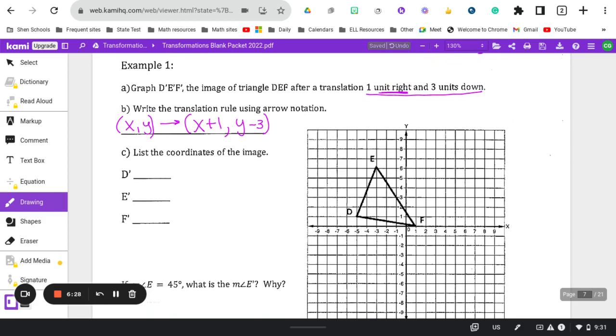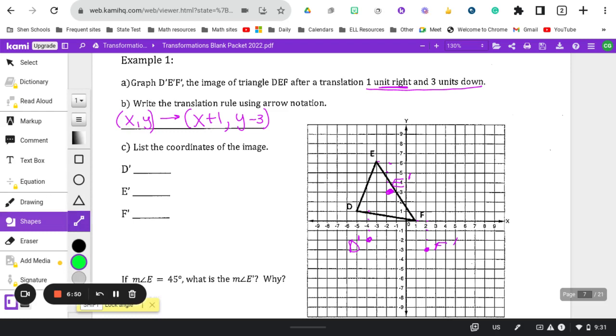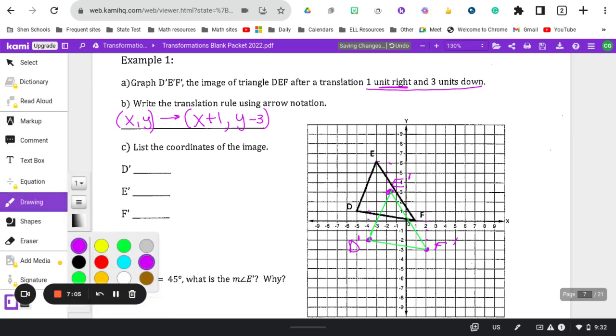Now, again, you have 2 ways to do this. You can count 1 to the right and 3 down, 1, 2, 3, and then label that E prime. 1 to the right, 3 down, that would be F prime. And 1 to the right, 3 down, and that would be D prime. And then I'm just going to connect those. And there's my figure.